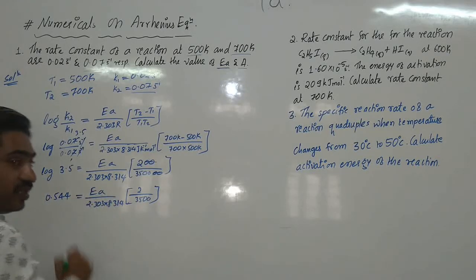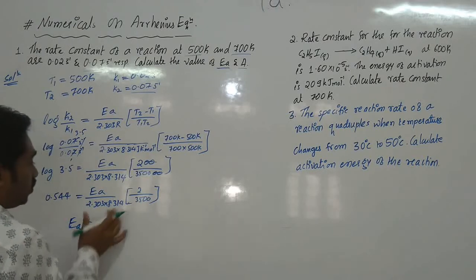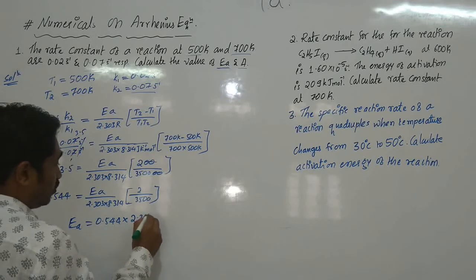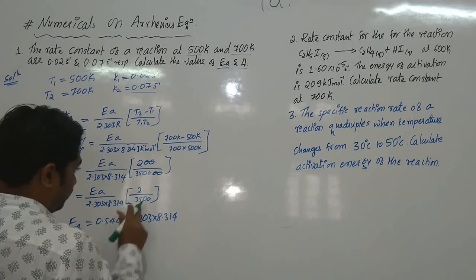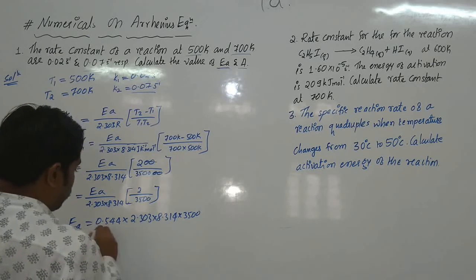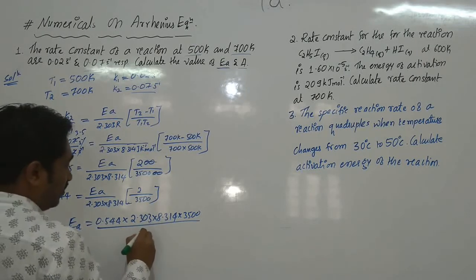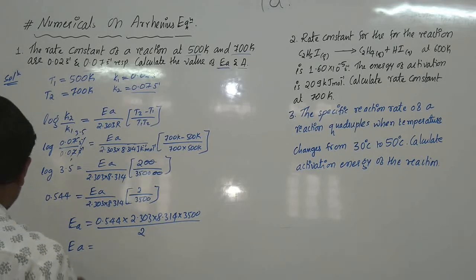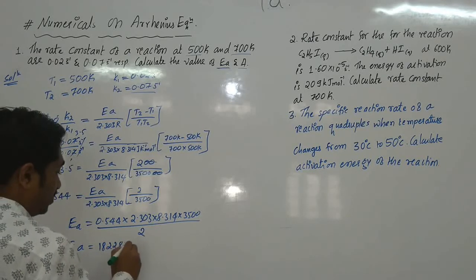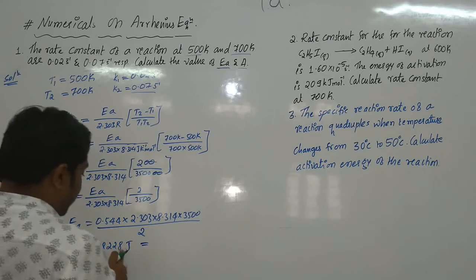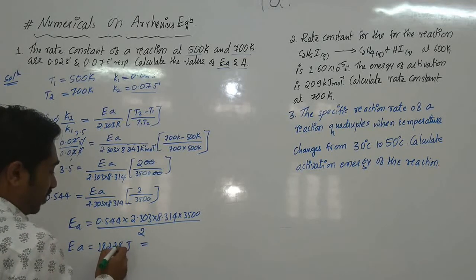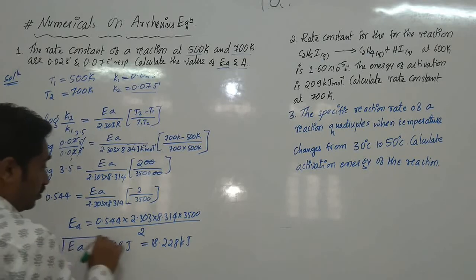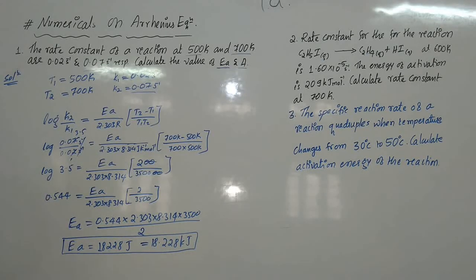Okay, so now we have to calculate the value of activation energy. So activation energy is equal to, taking all these terms from this side, 0.544 into 2.303 into 8.314 and 3500, the whole divided by 2. On calculating this you are going to get the answer as 18228 joules. In terms of kilojoules, 10 to the power minus 3, it is 18.228 kilojoules. So this is the value of activation energy.